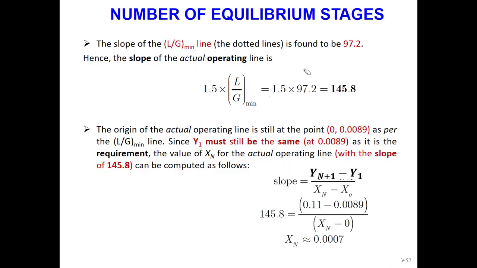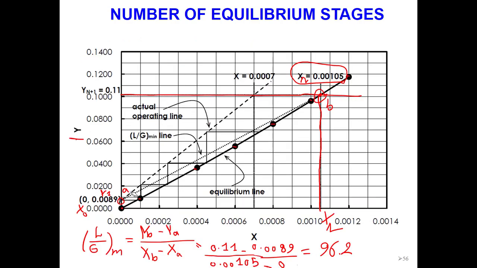Okay, so this has to be corrected. If you calculate that value, it gives you 96.2. Please correct it in your slides. The real operating line is L over G. The real one is 1.5 times L over G, which gives you this value. So now again, to find the stages, you need to plot your real operating line. This is your real operating line.